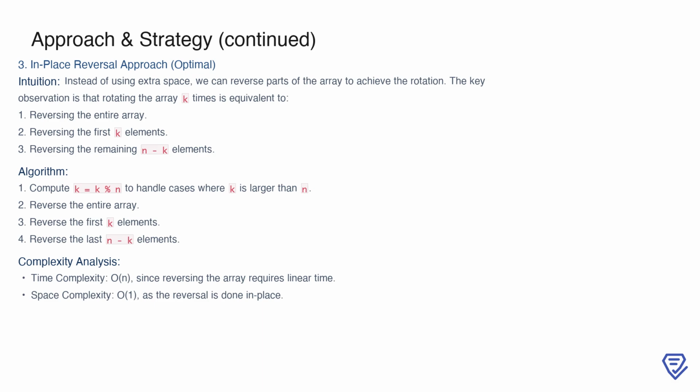Like before, we calculate k equals k % n to handle cases where k exceeds n. The time complexity of this approach is O(n), because reversing sections of the array requires linear time, and it has a space complexity of O(1), since everything is done in place. These characteristics make it the most efficient solution.